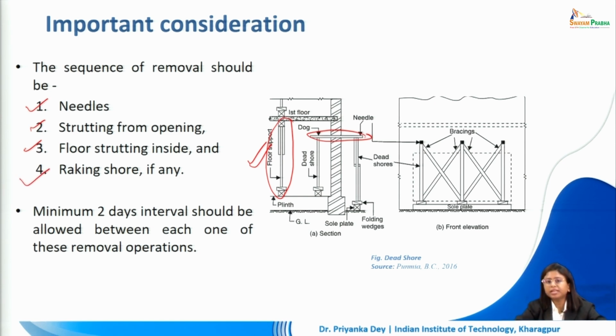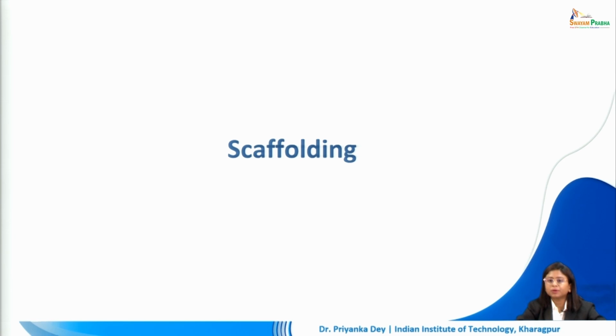And a minimum 2-day interval should be allowed between each one of these removal operations. So we want to ensure that as we remove the different parts of shoring, the building is stable. So we check whether it is stable over an elongated period of time, then we go for removing the next support. So that is all we had about shoring.